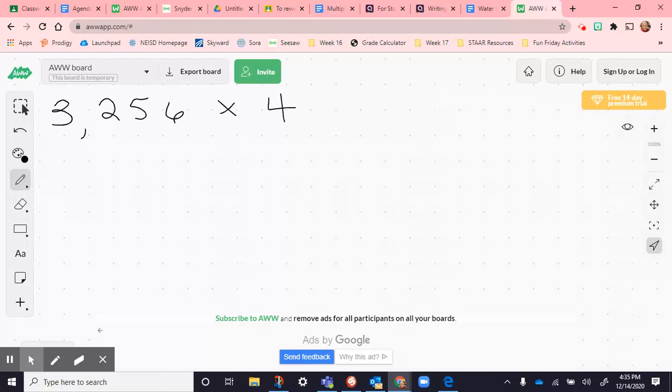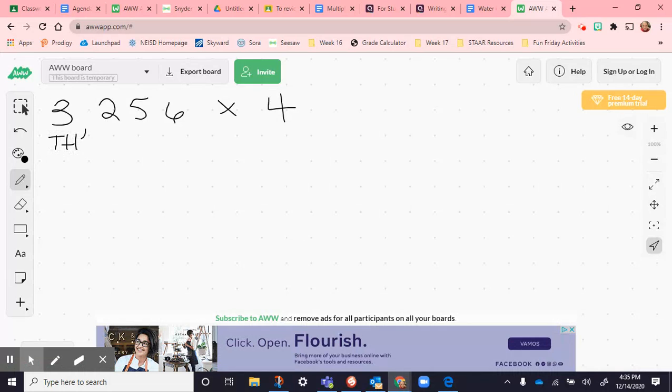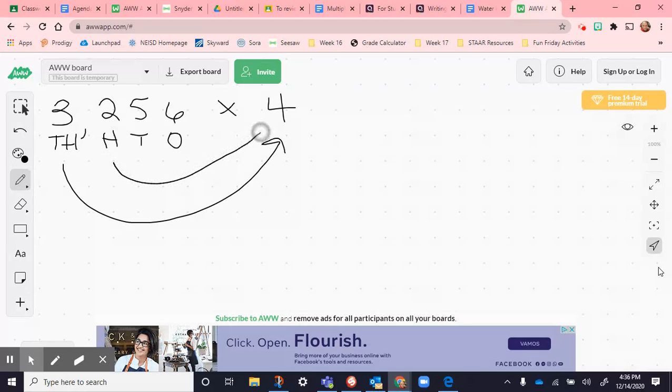What that looks like is taking each of these values, and the first thing we need to know is that the 3 is in the thousands place, the 2 is in the hundreds place, the 5 is in the tens, and the 6 is in the ones. What we're going to do is take this 3,000 and multiply it by 4. Then we take the 200, multiply it by 4, take the 5 tens, multiply it by 4, and take the 6 ones and multiply it by 4. So we're taking each one of these and multiplying them by that digit 4.